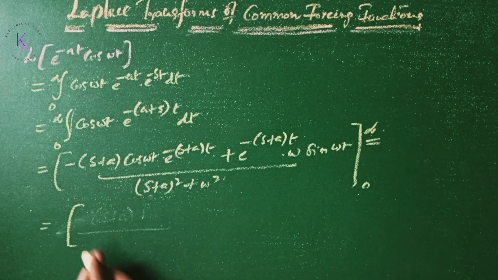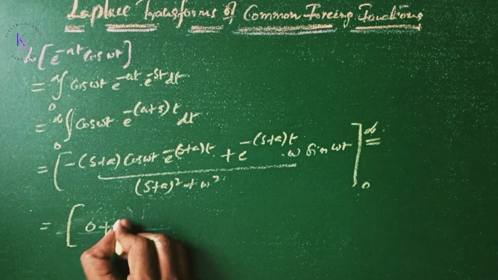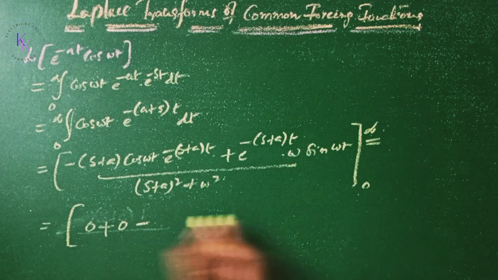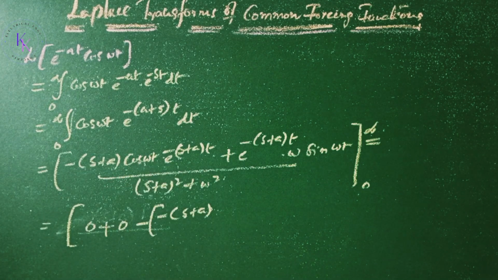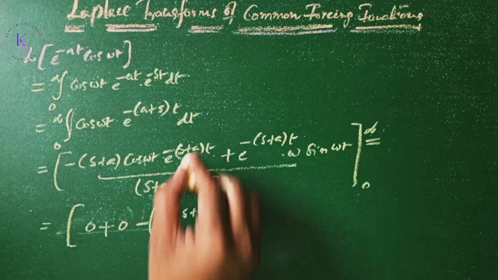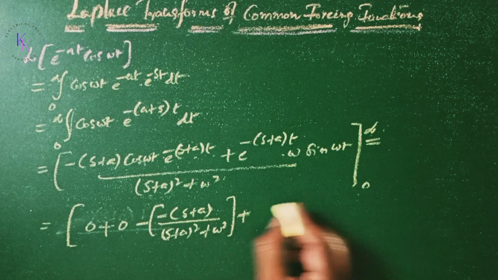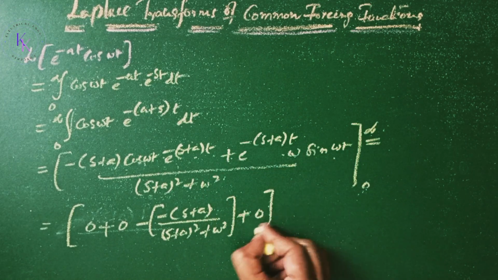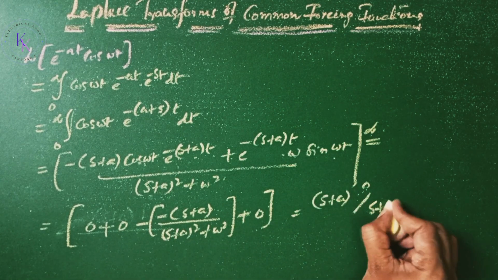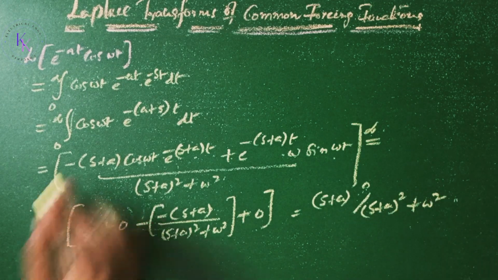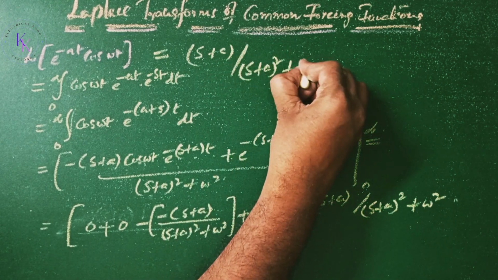Now let us substitute the infinity. If you substitute the infinity here, this term will be 0, this term is also 0, and next minus of the 0 term: minus s plus a cos 0, which is 1, divided by s plus a whole square plus omega square, plus 0 for this sin 0 is 0. Now you can write from this s plus a divided by s plus a whole square plus omega square. So for this, the Laplace transform function is s plus a divided by s plus a whole square plus omega square.